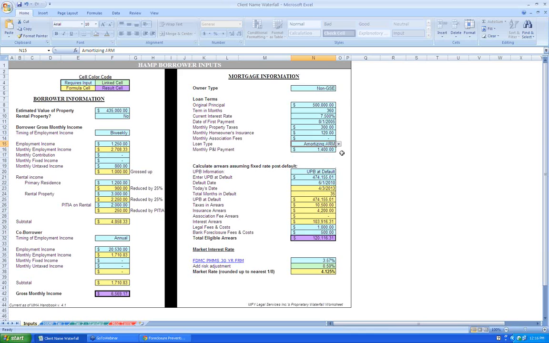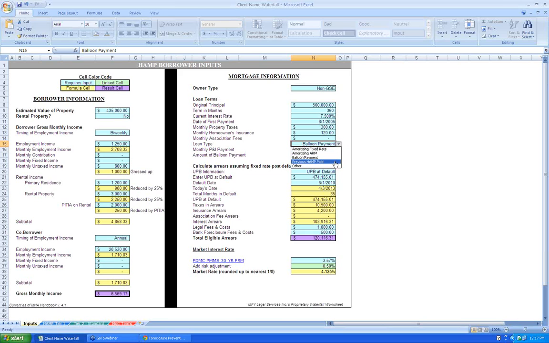So if you have an amortizing ARM, then you'll need to enter the monthly principal and interest payment. An amortizing ARM would be basically any standard ARM where the person is fully amortizing the loan, but they're paying an adjustable rate. It would also be like a pay option ARM where the pay option has expired, and they're now amortizing the loan, as long as you put in their current principal and interest payment. If you have somebody with a balloon payment, then you need to input the amount of the balloon.